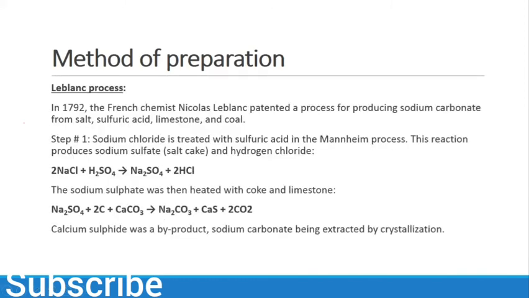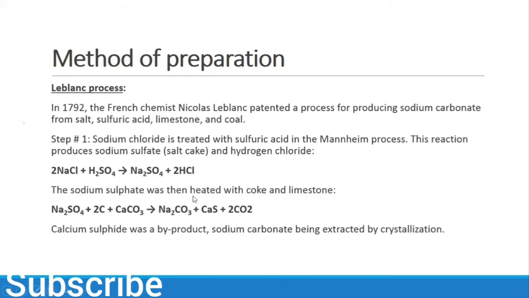And then we have the Leblanc process. In step 1, sodium chloride is treated with sulfuric acid in the Mannheim process. So this is the name of the process. The reaction produces sodium sulfate and hydrogen chloride. So we will treat sodium chloride with sulfuric acid. Then we have sodium sulfate.